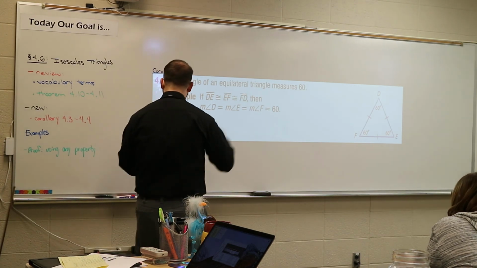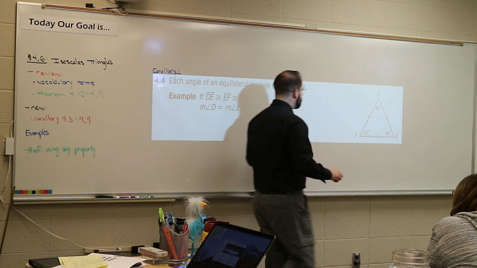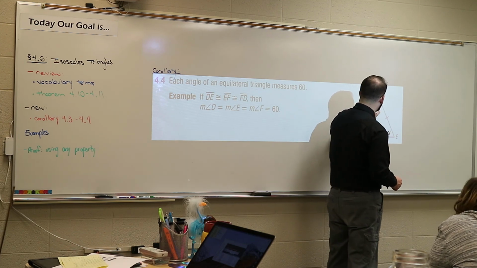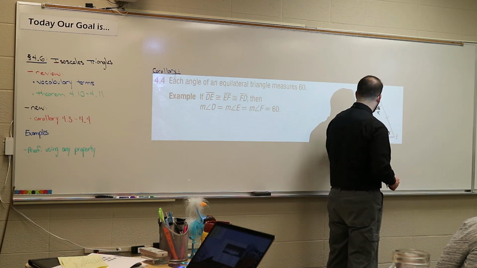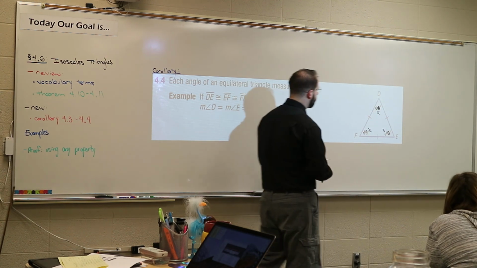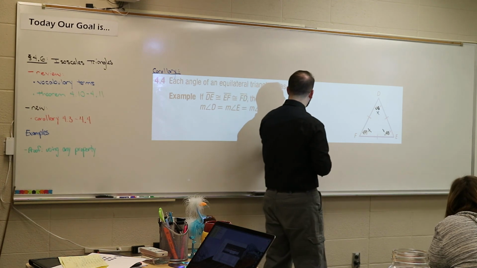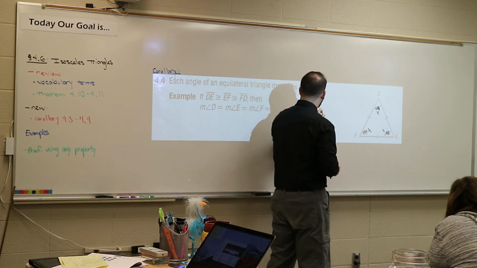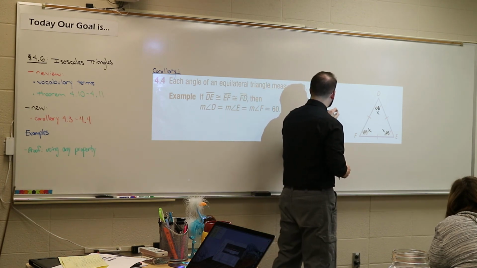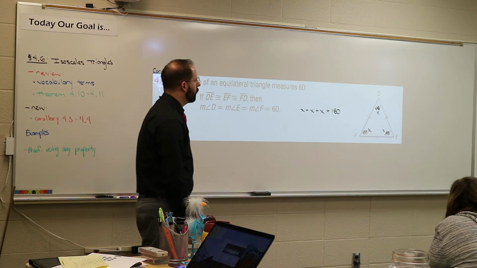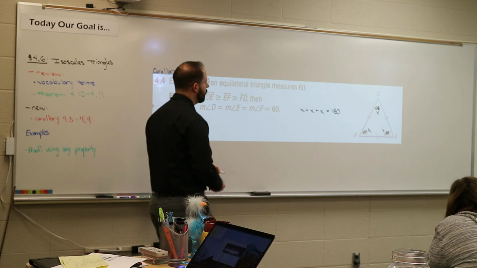Here's the idea of why this has to be 60. Let's say we didn't know what these are, so we just call them a variable, like x's. We know that they're all equal, right? According to the last theorem we just did, they have to be all the same. What do triangles have to add up to be? 180, right? So you add up the three x's, and you know that they have to make 180. That's a basic theorem, I think the first one we learned in chapter 4, that triangles have to add up to 180 degrees.